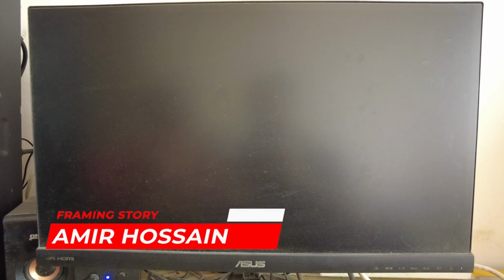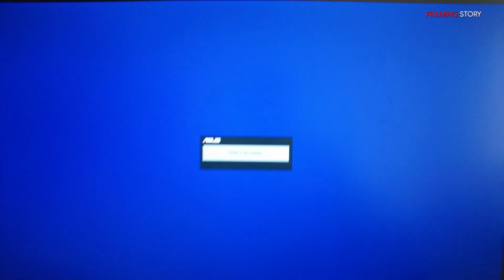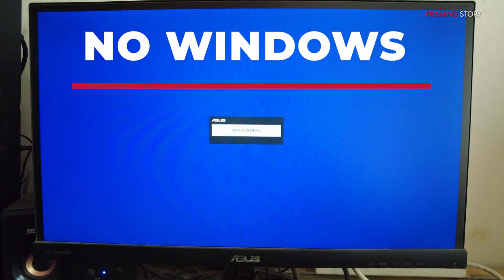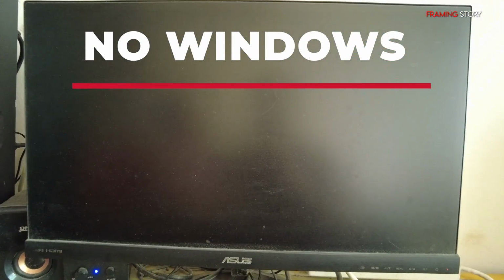I have got a problem. My computer monitor is not showing anything related to BIOS or Windows. So this is a huge problem for me. I think some of you are also having this kind of problem. So let's fix it.